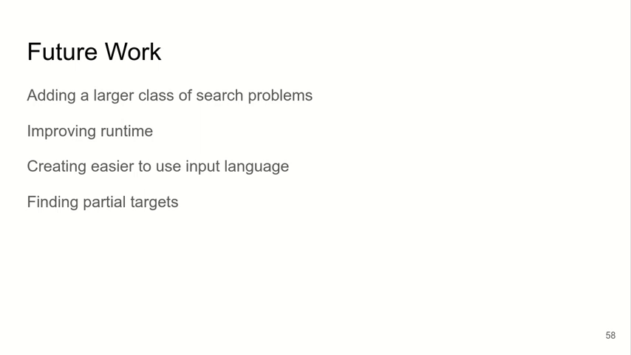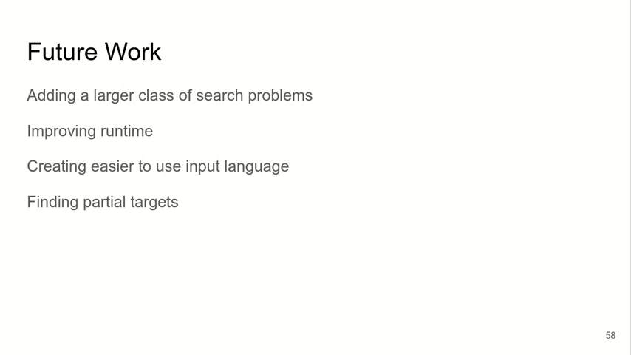So, in the future, we want to expand to a larger class of search problems, for example, ones with a dynamic target value. We also want to speed up runtime, since some of the search problems take much more time than we would hope. Further, we want to create an input language that is easier to write, since GuiSE is verbose and can get confusing quickly.